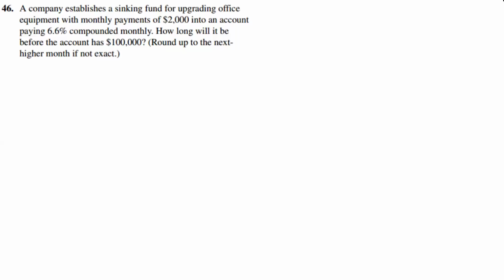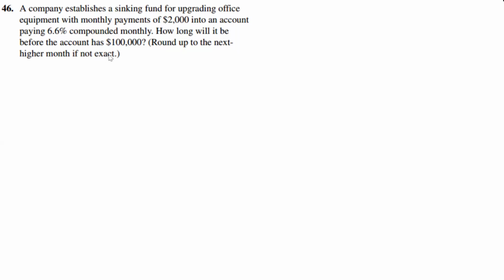All right, so here a company establishes a sinking fund for upgrading some equipment with monthly payments of $2,000 into an account paying 6.6% compounded monthly. How long will it be before the account has $100,000? Round up to the next higher month, if not exact.